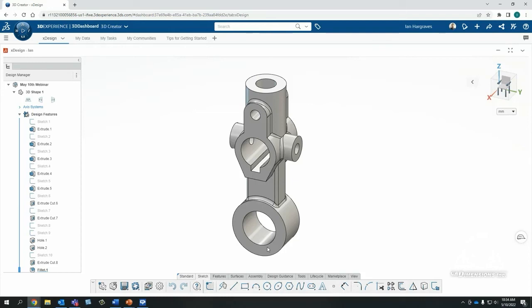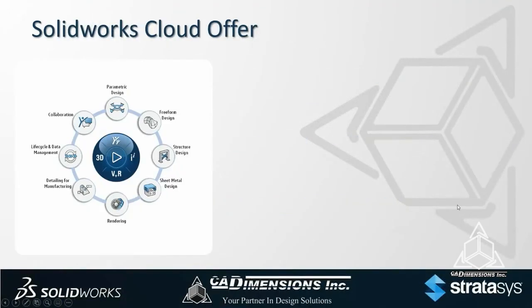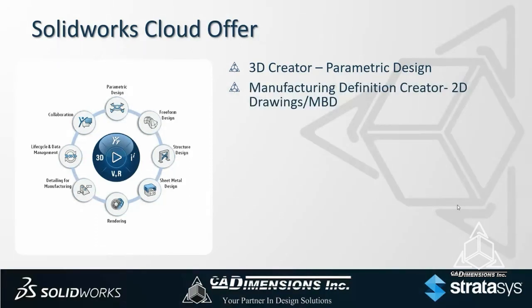Okay, so let me go ahead and switch back over. In order to get the X apps, you can purchase them individually as roles. So you could get the 3D creator role or the manufacturing definition creator role. However, there is an offer going on right now. It's the SolidWorks Cloud offer, where you get pretty much anything you would need for the design process. You would have your 3D creator, so that was the parametric design that we showed. You get the manufacturing creator, so that's your 2D drawings.